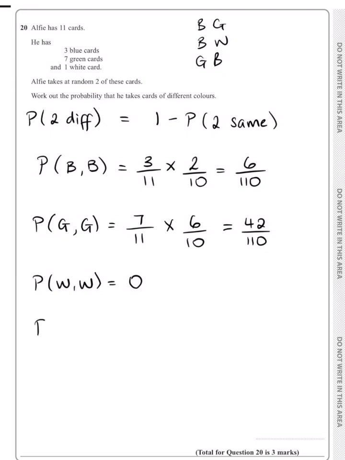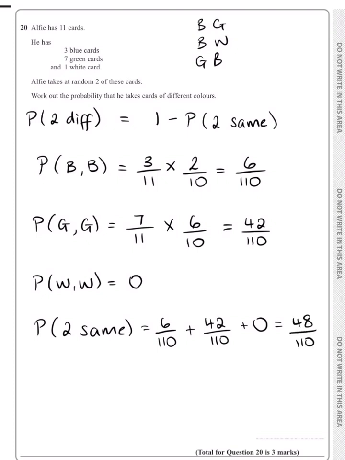So the probability of getting 2 cards the same is going to be 6 over 110, add 42 over 110, add 0, we can ignore the 0. Adding these numbers up, we get 48 over 110 because our denominators are the same. So we have worked out this part here.